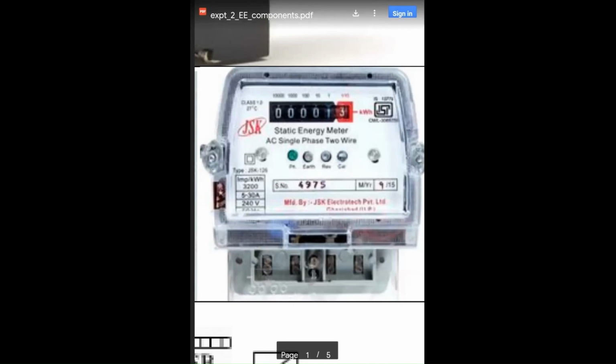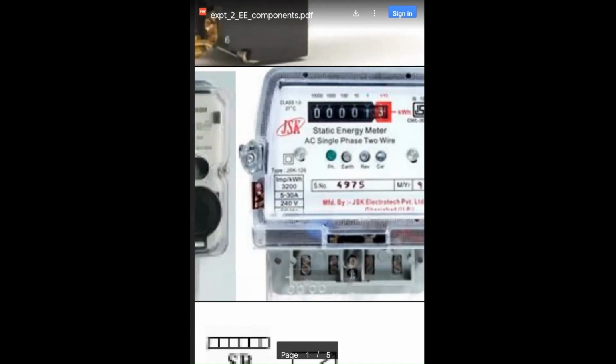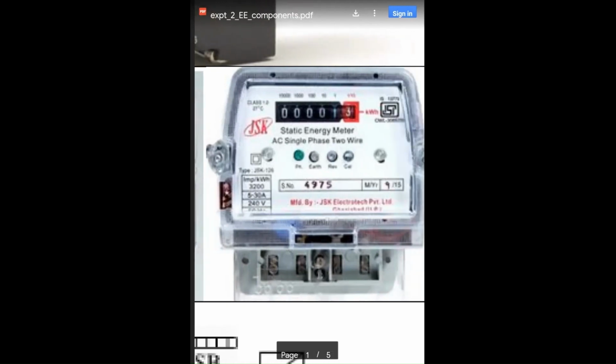But if a 100-watt bulb is operated for 10 hours, then it becomes 1 kilowatt hour, which is 1 unit of electricity. So this is single phase 2 wire, and if there is a 3-phase connection, then 3-phase 4 wire meters were also there. But these energy meters were prone to tampering.